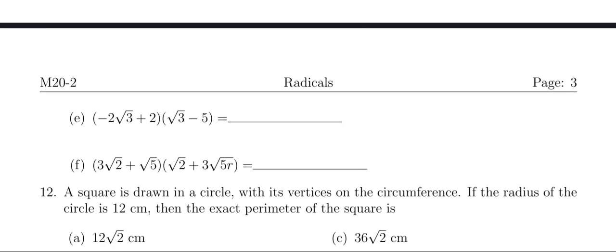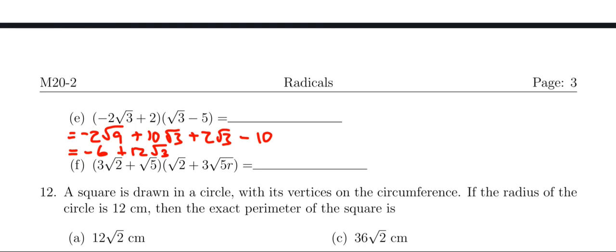Now we got a couple more here. Same sort of thing with these two here. I've got a little bit of distribution to do. So negative 2 root 3 times root 3 is going to be negative 2 root 9. And then negative 2 root 3 times negative 5 will be positive 10 root 3. And then I distribute the second term here. So 2 times root 3 will be 2 root 3. And I like the fact that I got the 2 root 3's there. And then 2 times negative 5 is going to be negative 10. Now, that 9, the square root of 9 is 3. So this becomes minus 6.